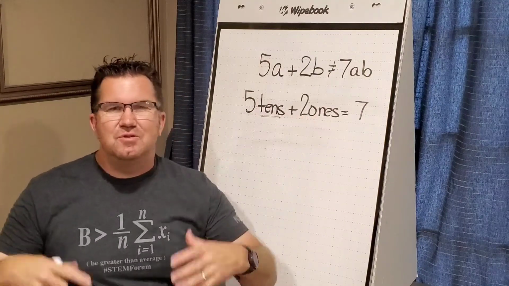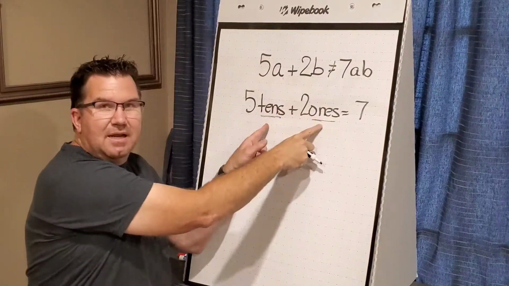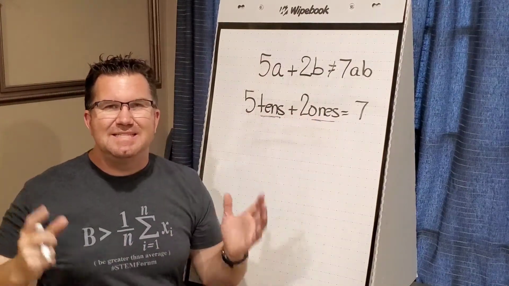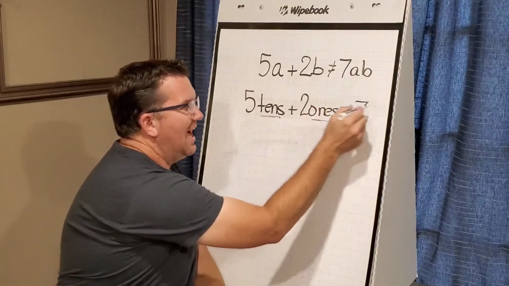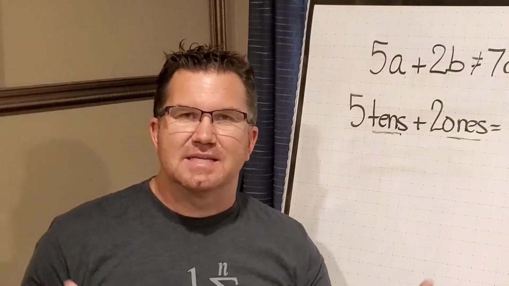You don't have 2 tens. The objects that I'm counting in here are 2 completely different objects. One is a 10, the other is a 1. Therefore, I don't have 7 of anything. How do we fix this problem?